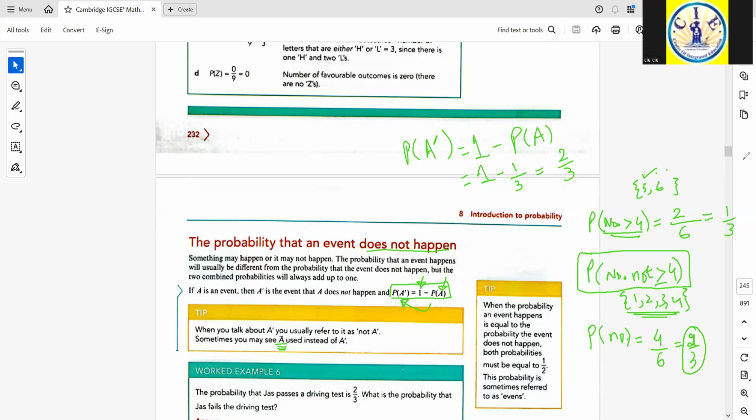In the same way, for example, if I'm calculating 1 minus this 2 by 3, I can get this 1 by 3. So subtracting one event from one, we can get the other. So this happens like that.